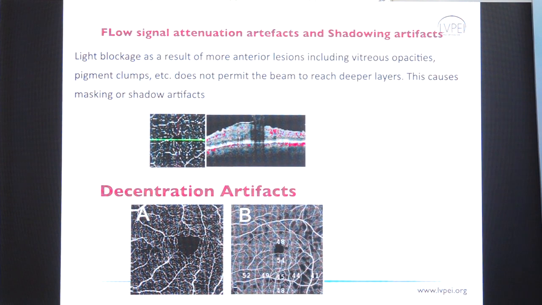Also, you can have artifacts because of certain attenuation factors coming from something in front of the retina, maybe a blood clot or a big floater. It will have something called a flow signal attenuation artifact or shadowing artifact. The light is blocked when the image is being acquired, which does not permit the light to reach deeper levels. Suppose you have a really thick hemorrhage sitting right in front of the retina, you may not be able to acquire these images.